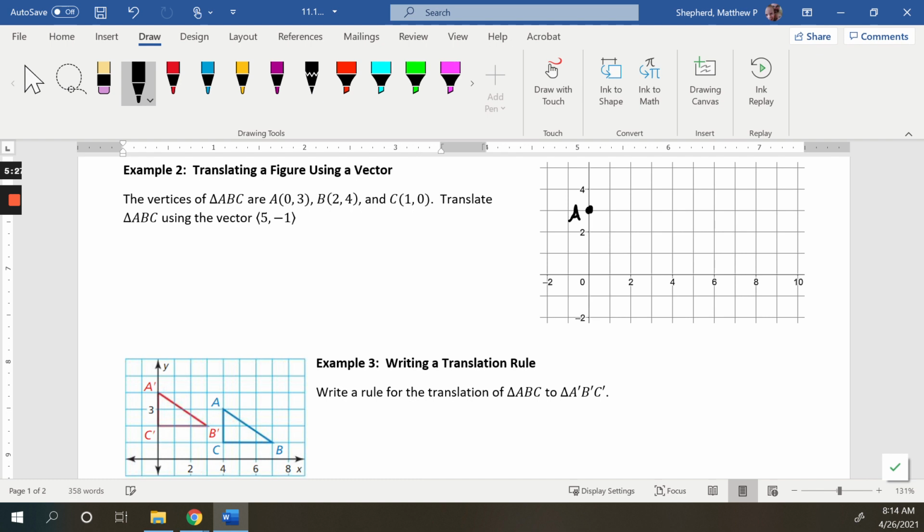All right, so the vertices of ABC are: A is (0, 3), B is (2, 4), and C is (1, 0). They want us to translate ABC using the vector <5, 1>. So each of them would have to go forward 5, counting 1, 2, 3, 4, 5 for each point, and then up 1.